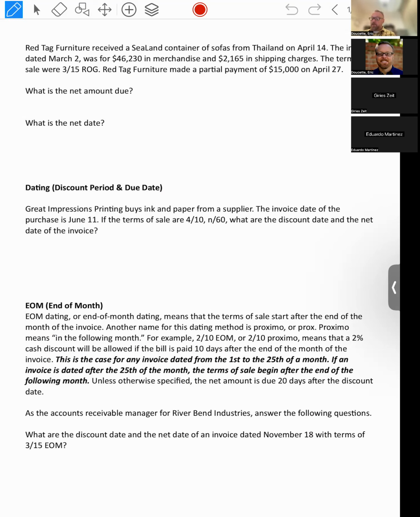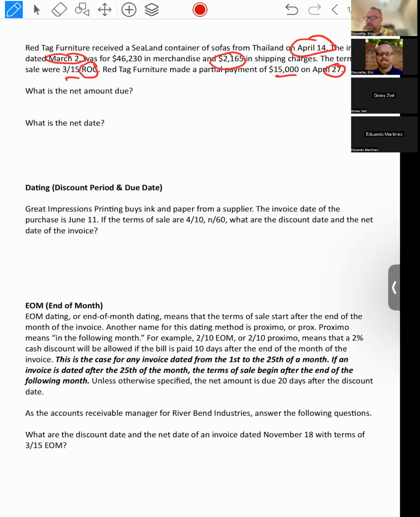It says Red Tag Furniture received a Sealand container of sofas from Thailand on April 14th, so that's important. The invoice was dated March 2nd. This is a new one. And it was for $46,250 in merchandise and $21.65 in shipping charges. The terms of the agreement were 3 and 15, and then ROG. So this is where we're going to be doing ROG, and there's a partial payment. So we have a lot going on here.